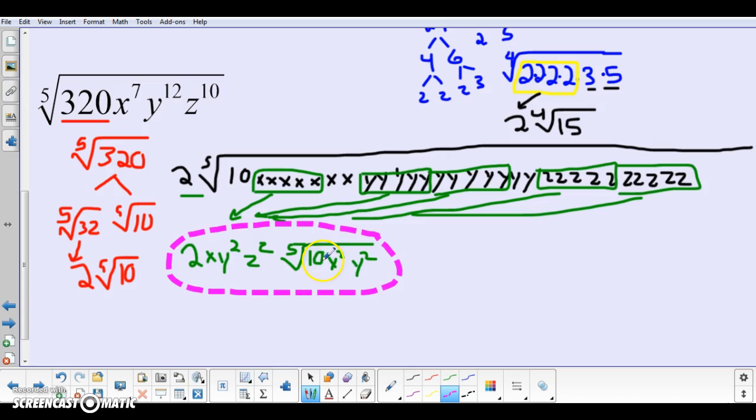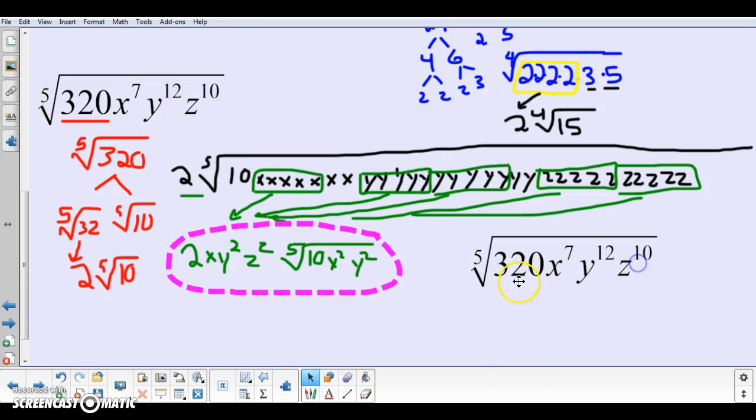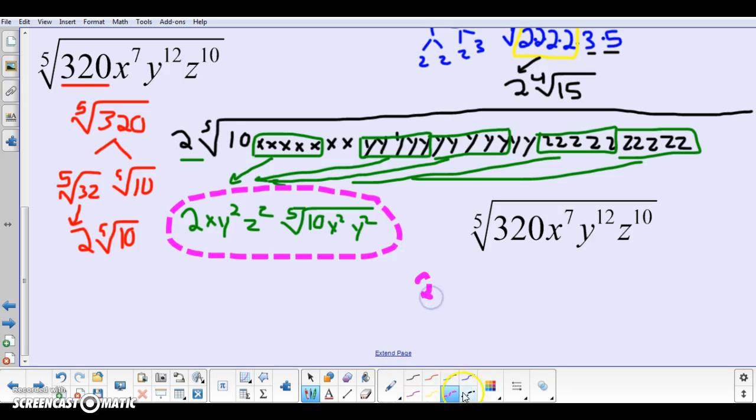Now, to get to this x squared, y squared business, there's an easier way than writing out all of the variables. So let me copy this and show you what I mean. The fifth root of 320 was 2 times the fifth root of 10. Now if I had to figure out the rest of the variable parts, I could write all these things out in circled groups, or you'll notice, if I took the exponent, 7 in this case, and divided it by the index of the radical, 5, well, 5 goes into 7 one time, which means I'm going to take out 1 x. If I divide 7 by 5, I get 1 with a remainder of 2. That means there are 2 x's left over inside. So I've got 10x squared.